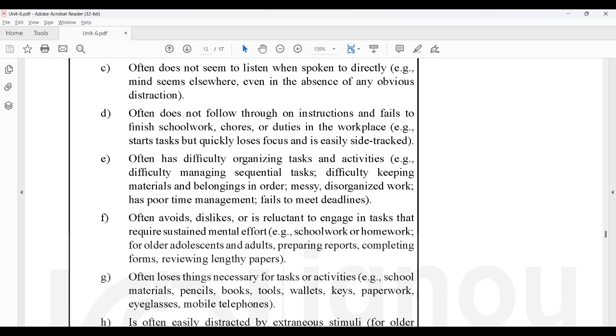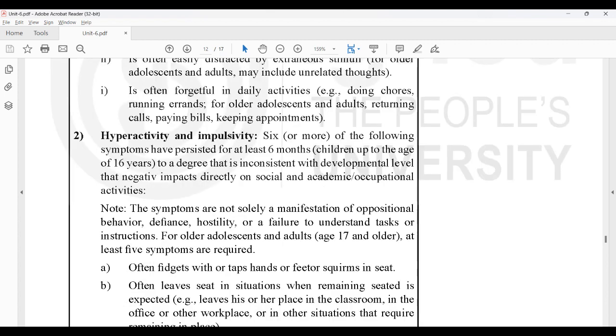G. Often loses things necessary for tasks or activities, for example, school materials, pencils, books, tools, wallets, keys, paperwork, eyeglasses, mobile telephones. H. Is often easily distracted by extraneous stimuli, for older adolescents and adults, may include unrelated thoughts. I. Is often forgetful in daily activities, for example, doing chores, running errands. For older adolescents and adults, returning calls, paying bills, keeping appointments.